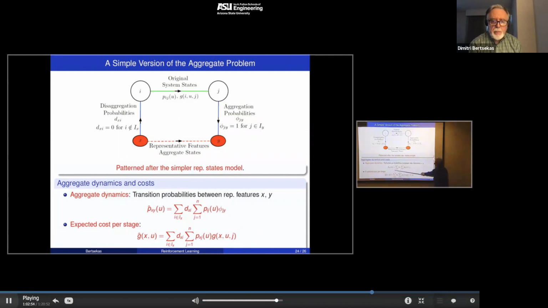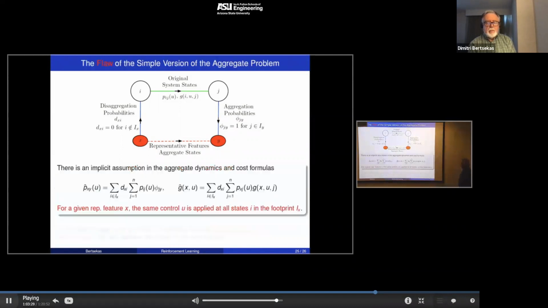These transition probabilities assign a u to all the states that correspond to x. There's a big restriction on u here that's associated with the transition from x. So it doesn't capture the variation of the control within the footprint states that this aggregate state maps into. It gives you a legitimate J tilde, but it is not very good. That's the problem.